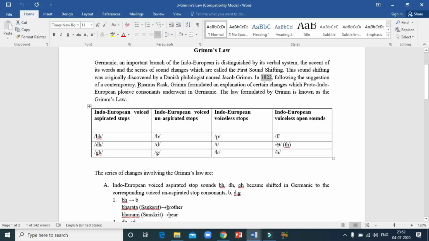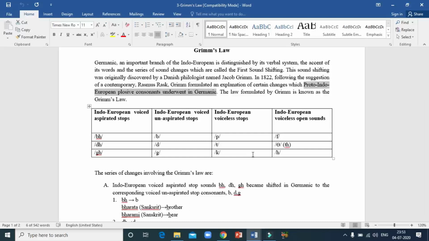So he had a contemporary named Rasmus Rask. And Jacob Grimm followed the suggestion of his contemporary, Rasmus Rask. So he tried to formulate an explanation of the changes which Proto-Indo-European plosive consonants underwent in Germanic. So Grimm's law is all about the changes Proto-Indo-European plosive consonants underwent in Germanic.